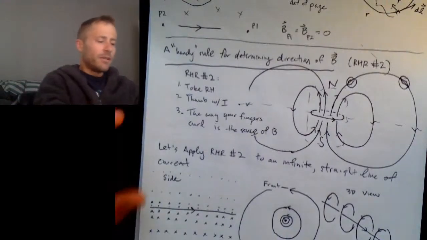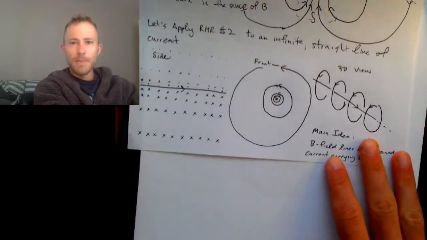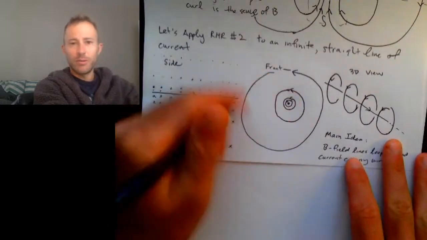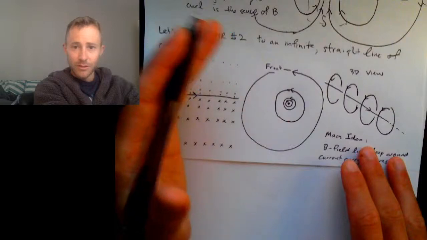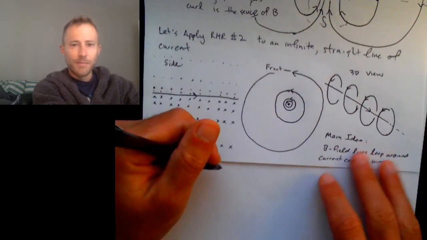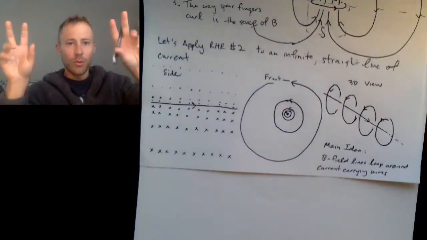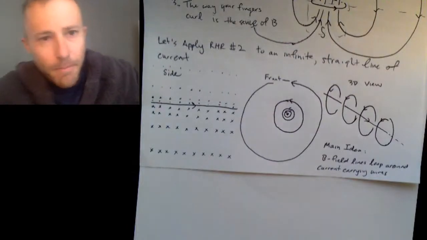Something like an infinite straight line of current doesn't even have a North Pole or a South Pole, because if you think about it, there's no location where the magnetic field lines are emerging from. They're just doing loops. So the idea of magnets having North and South Pole is really only for certain configurations of current.